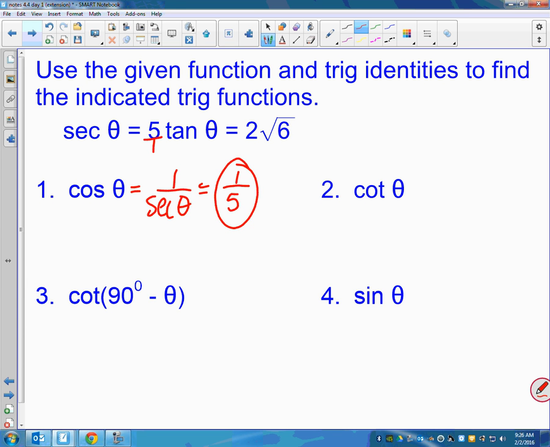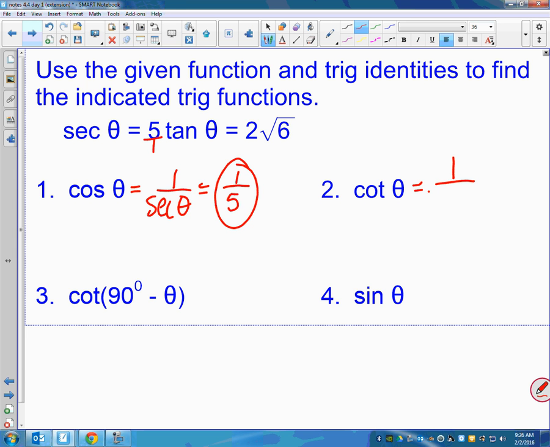The same thing if they give me cotangent. If they give me tangent and they ask me to find cotangent, can I find cotangent pretty easily if I know what tangent is? Because they're reciprocals, right? So cotangent is the same as 1 over tangent. So that's just 1 over 2 square root of 6.